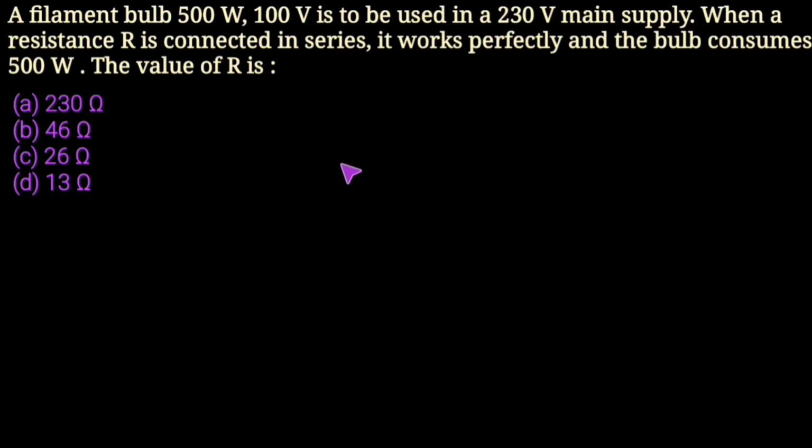This question is based on the energy consumed by the filament bulb. So let's read out the question. A filament bulb of 500 watt at 100 volt power supply is used in a 230 volt power supply. When the resistance R is connected in series, it works perfectly and the bulb consumes 500 watt. The value of R is, and here 4 options are given.